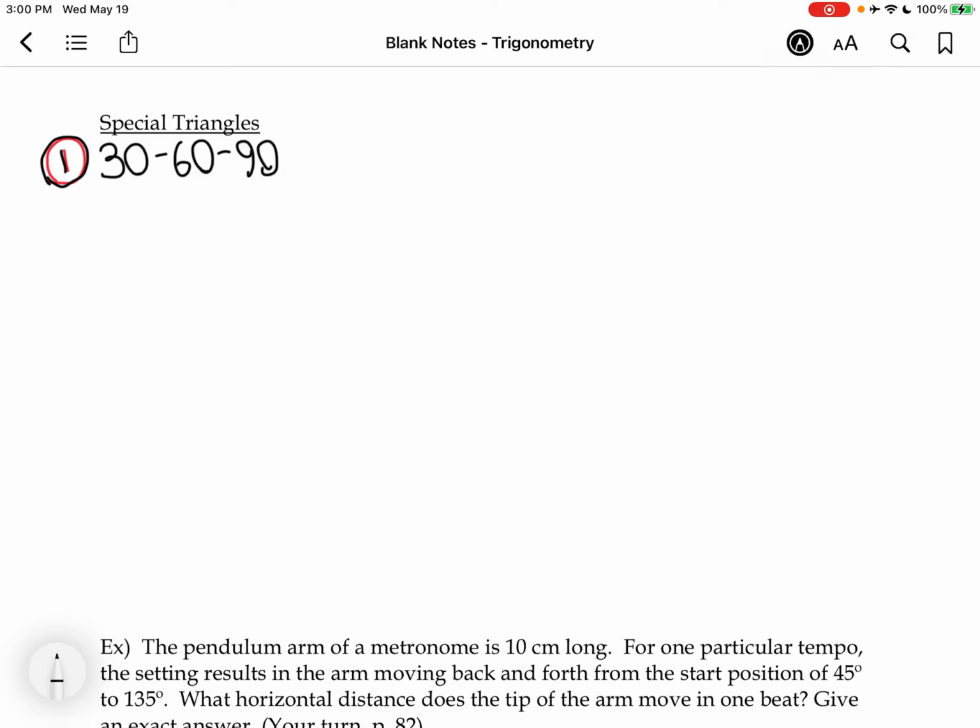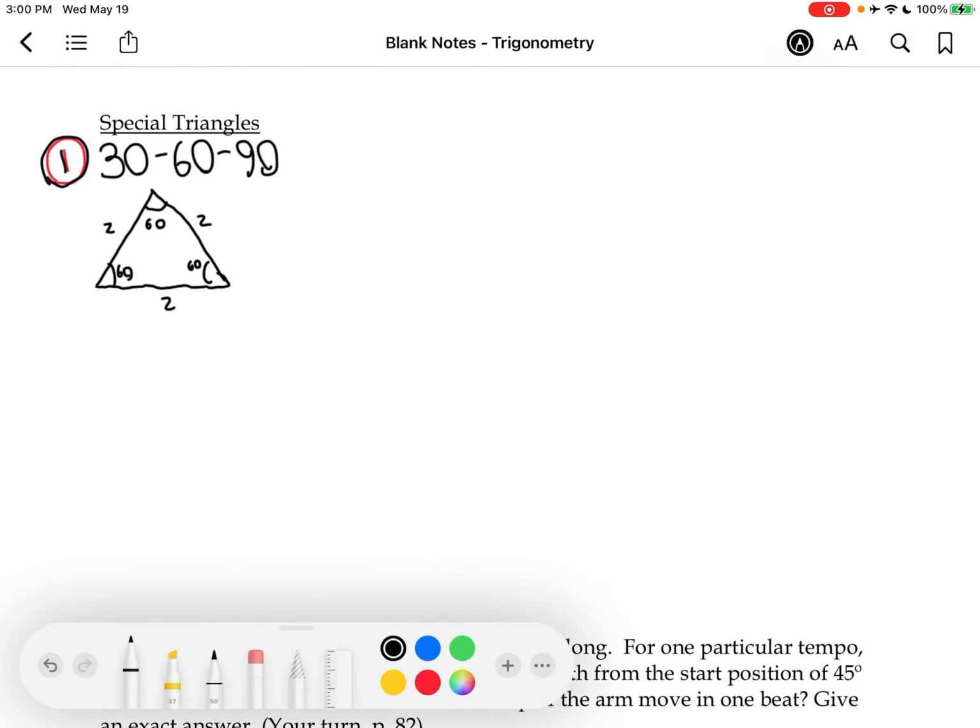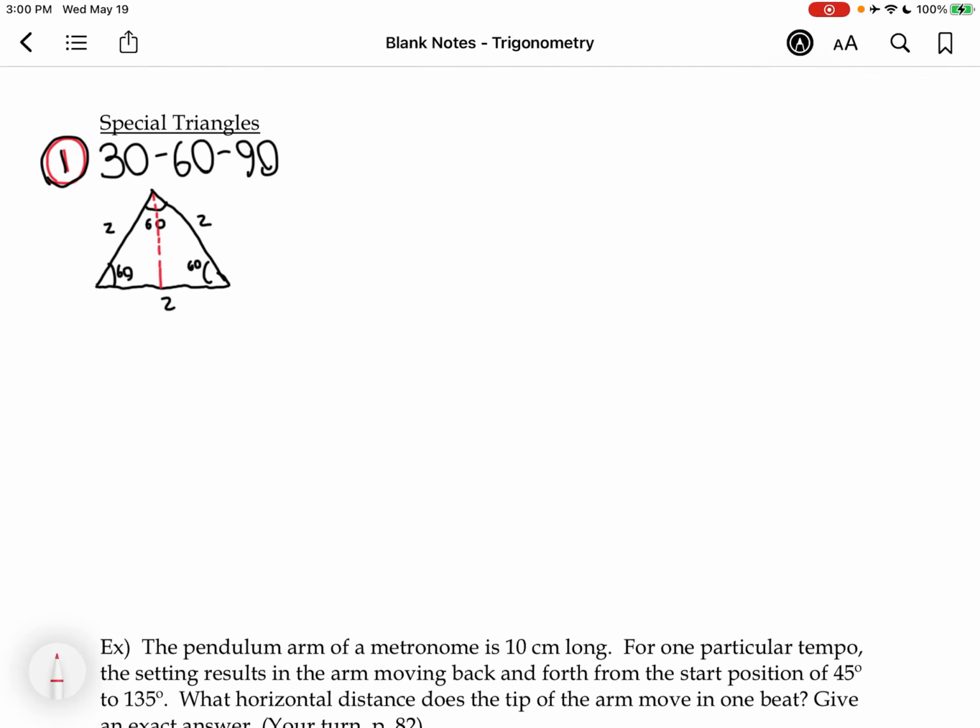Now, the 30, 60, 90 triangle comes from an equilateral triangle with a side length of 2. So an equilateral triangle is where all sides are the same and all angles are the same. So these are all 2 and 60, 60, 60. Okay? And what we're going to do is cut it in half. So I'm going to divide that in half, and that of course is going to make a right triangle.